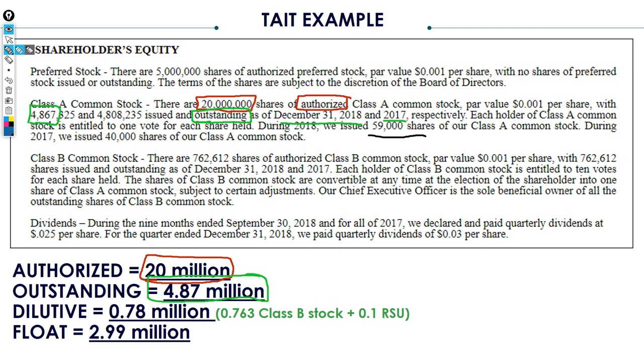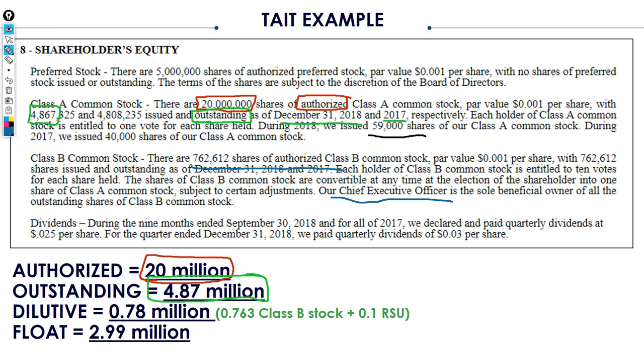If you read carefully, it says our CEO is the sole beneficial owner of all the outstanding shares of Class B common stock. So what this is, is 760,000 shares that are owned by an insider. CEO is an insider. That's as inside as it gets. Okay, so what we have here, since we're doing everything in millions, is 20 mil, 4 mil. What we have here is 0.76 million shares that are potentially dilutive.